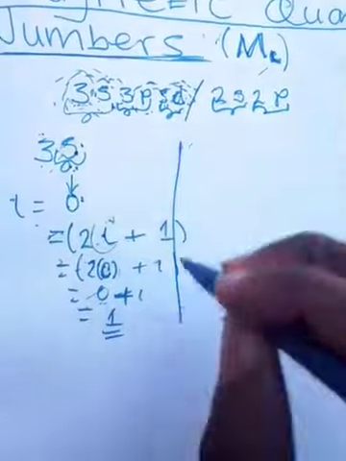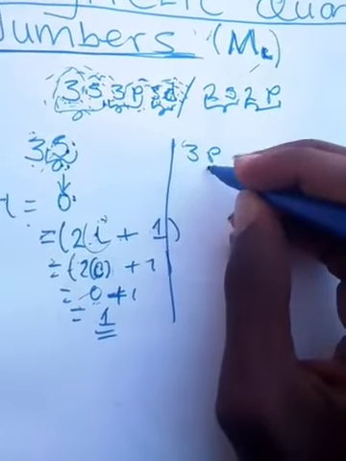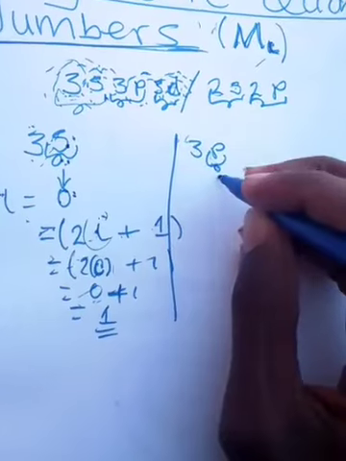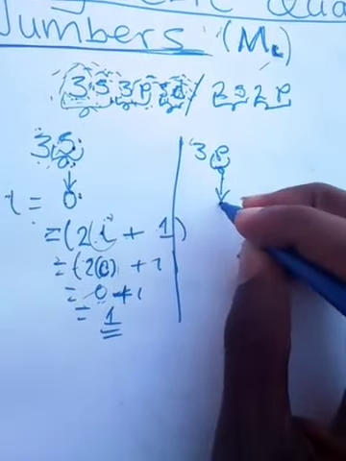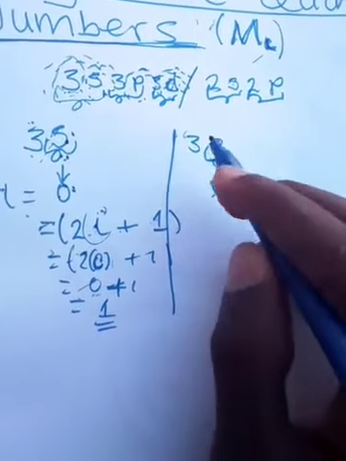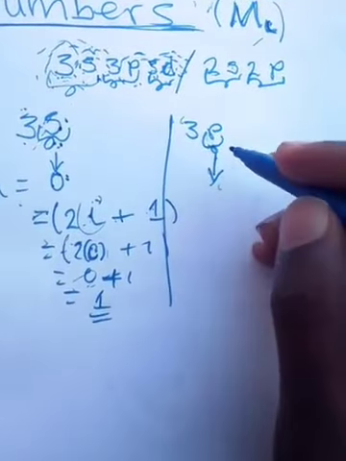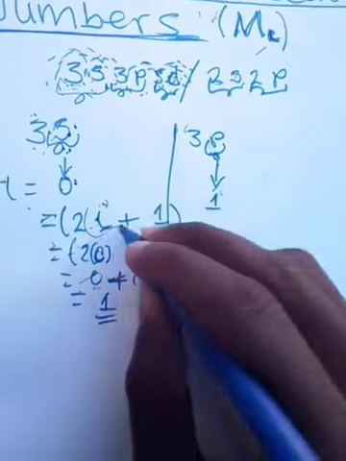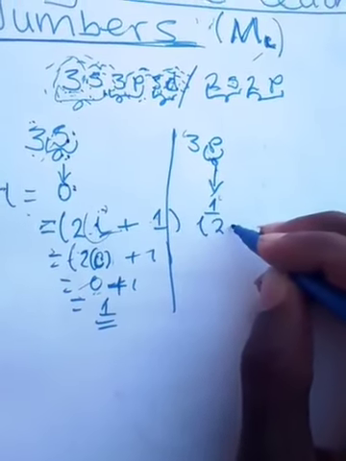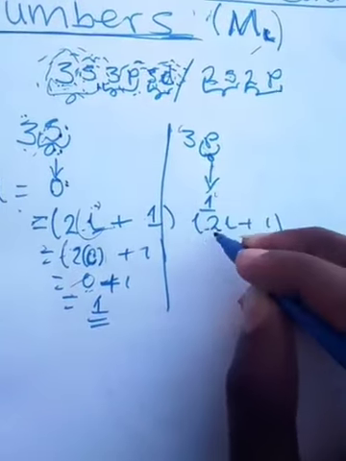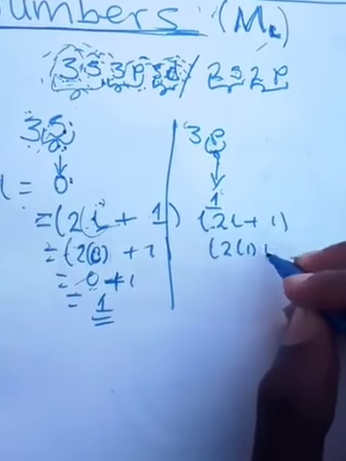What if we take 3p? We are only interested in p, right? If I were to ask you which number represents p, p is represented by number 1. Take the formula 2l plus 1. With l as 1, it's going to give us 3.